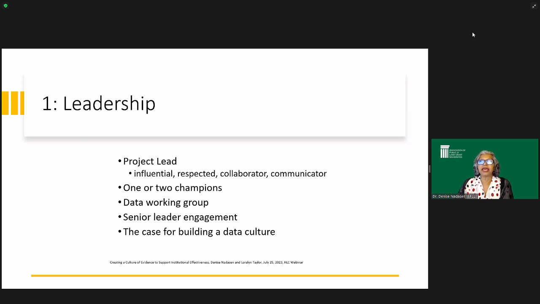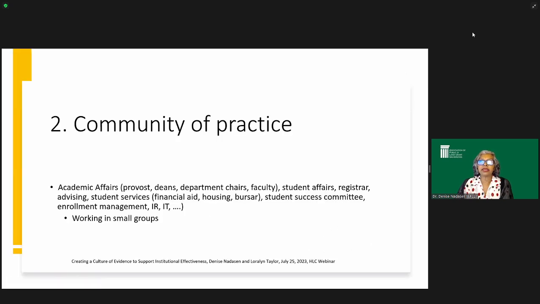And emphasize how this connects with their institutional goals and the overall strategic plan. The second component of the DLI is that we wanted a cross-functional group of participants. So we got folks who were provosts, associate provosts, assistant provosts, deans, chairs, faculty, student affairs, registrar. Not everybody in every group, but we had a pretty diverse group of participants. They worked in small groups to solve just one problem.